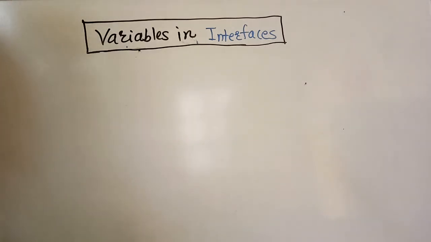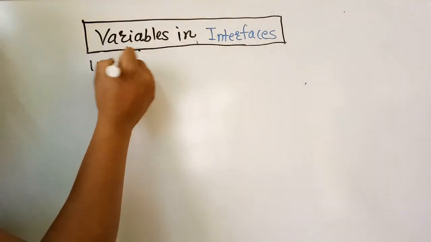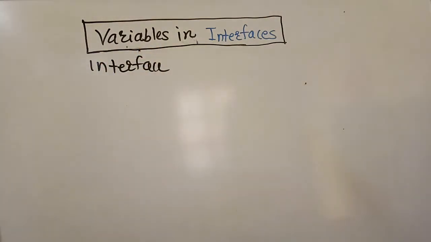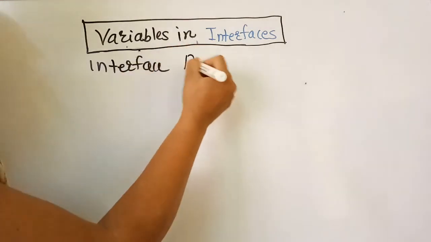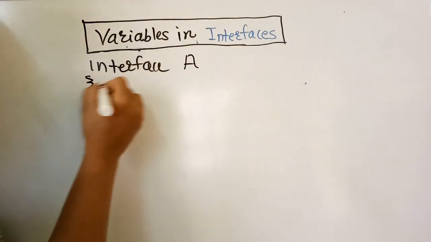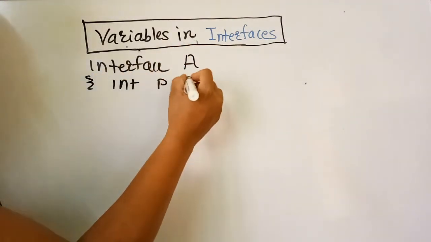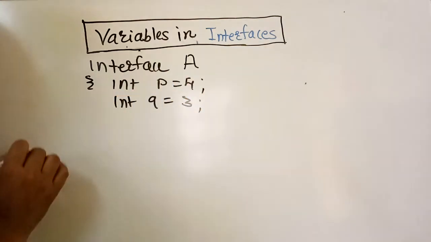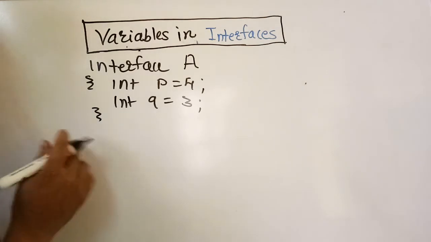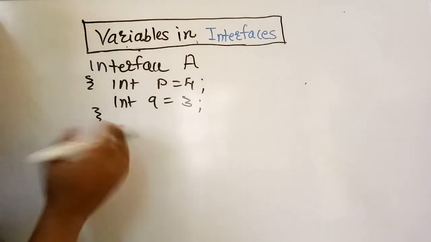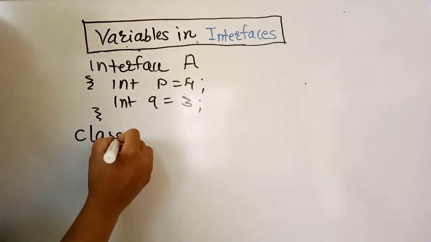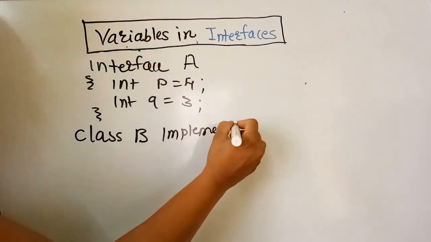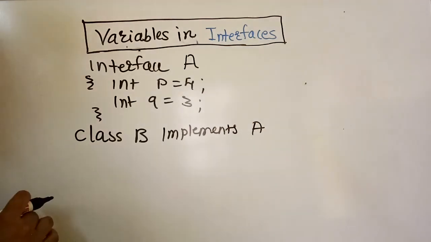How will it work? For example, we have an interface A, a sample interface, and it has the variables, for example, P equals 4 and Q equals 3. Now, who will implement the interface? A class will implement the interface. So, class B implements interface A.